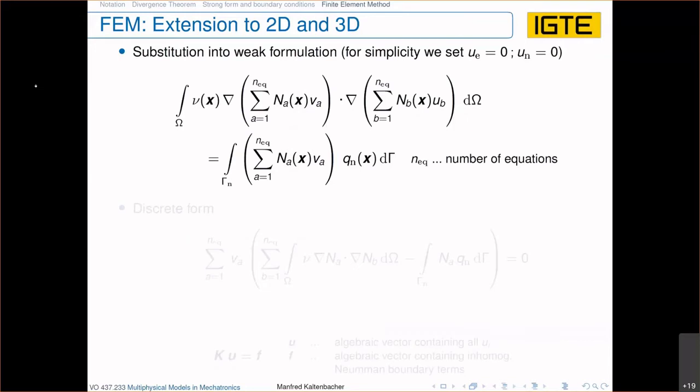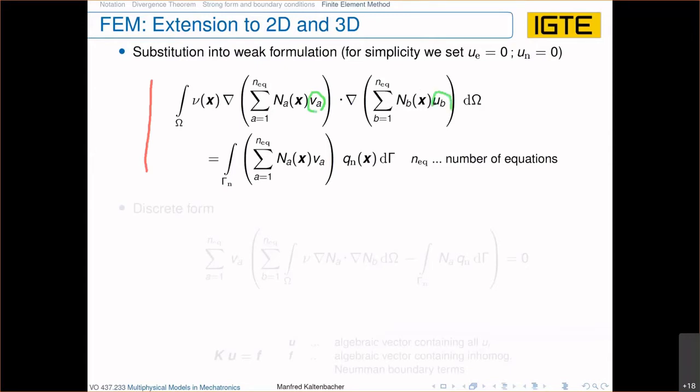Okay, so we now take our continuous weak form and substitute in the approximation we have just discussed. That is exactly what is standing along this line here. And what you see clearly, and what we should elaborate, is that the coefficients V_A are constants and also U_B are constants.